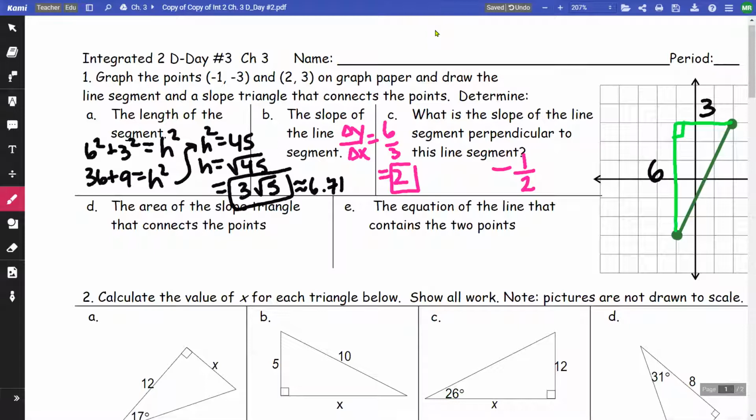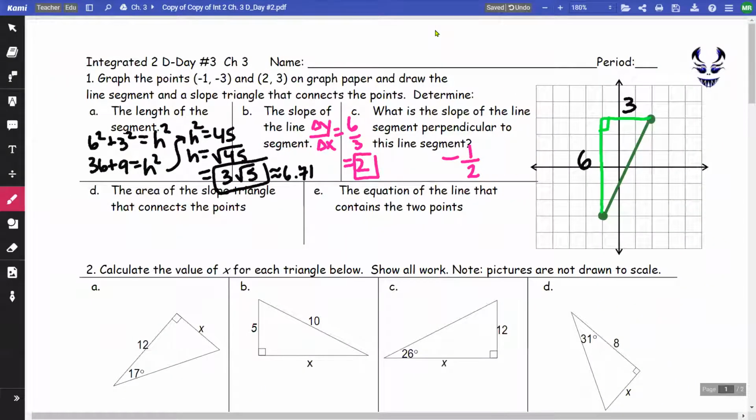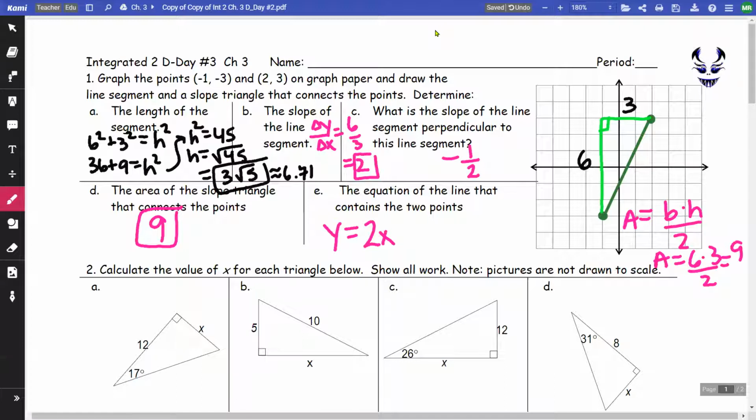The area of this triangle. So if I'm looking at the area, area of a triangle is going to be base times height divided by 2, and the base and height are always perpendicular. So I am going to do 6 times 3 divided by 2, 18 divided by 2, 9. So 9 square units. The equation of the line for these 2 points. Okay, so this is going to be y equals my slope, 2x. And then if I go up 2/1, I actually get a nice y-intercept at -1.